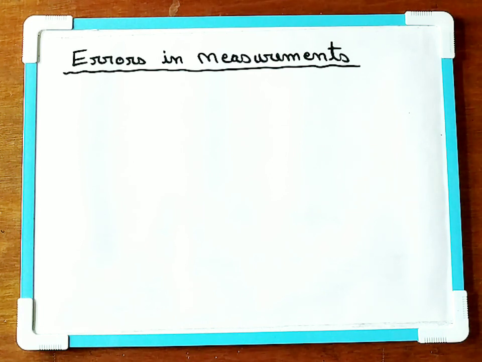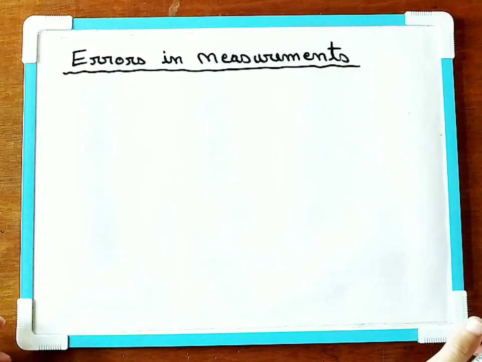Errors in measurements. Now, in this world, nobody is perfect, and we all make mistakes, and we all learn from our mistakes. So even in physics also, while making any kind of measurements, some error will always be there. If you're measuring any physical quantities, you will not get a precise measurement, because error will always be there.